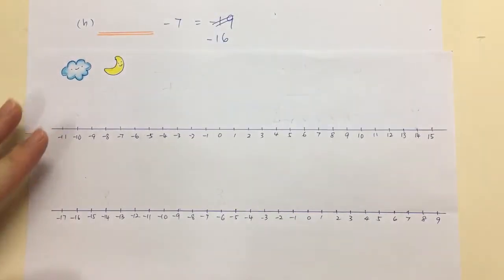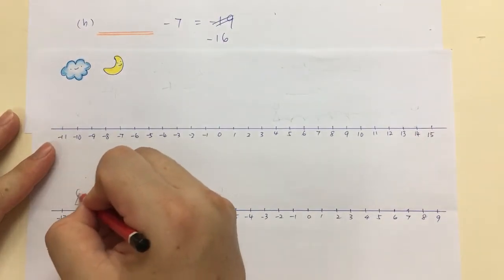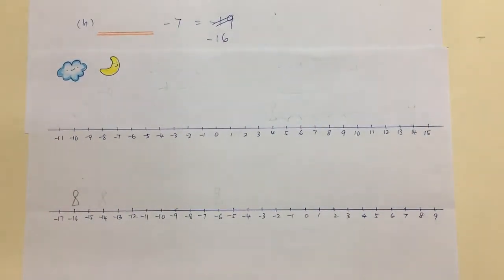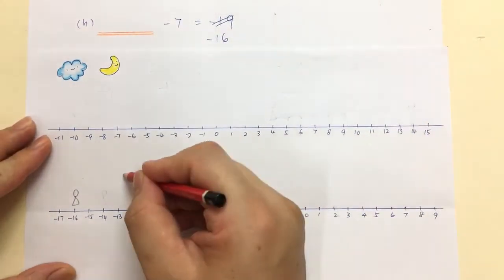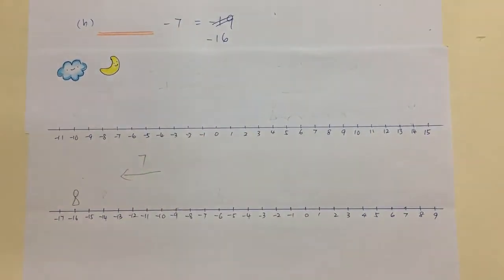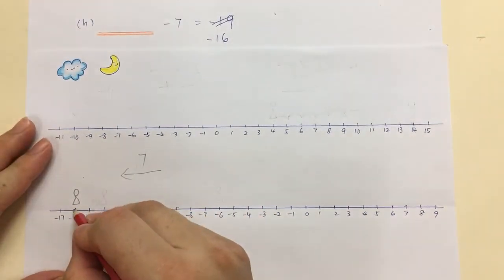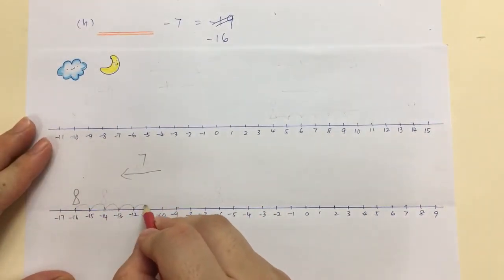So you need to reach negative 16 at the end, but it's a result of going to the left hand side for 7 steps. That means I go to the left hand side for 7 steps initially, and then I get to negative 16. So I need to count back 1, 2, 3, 4, 5, 6, 7.